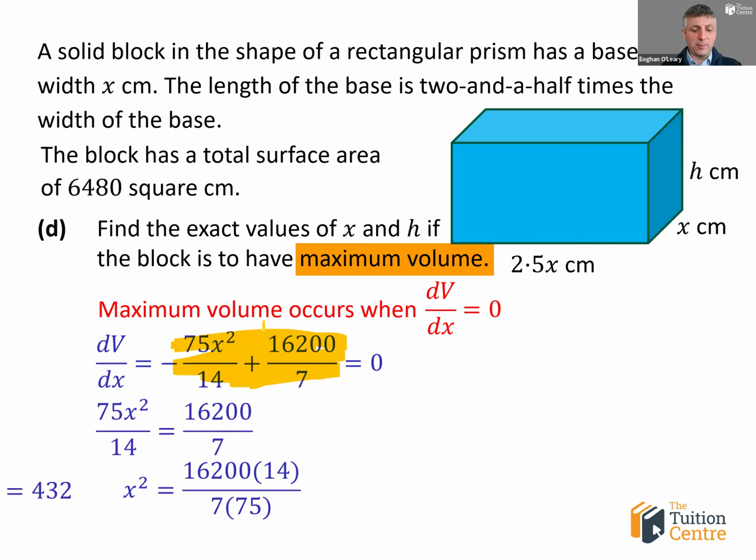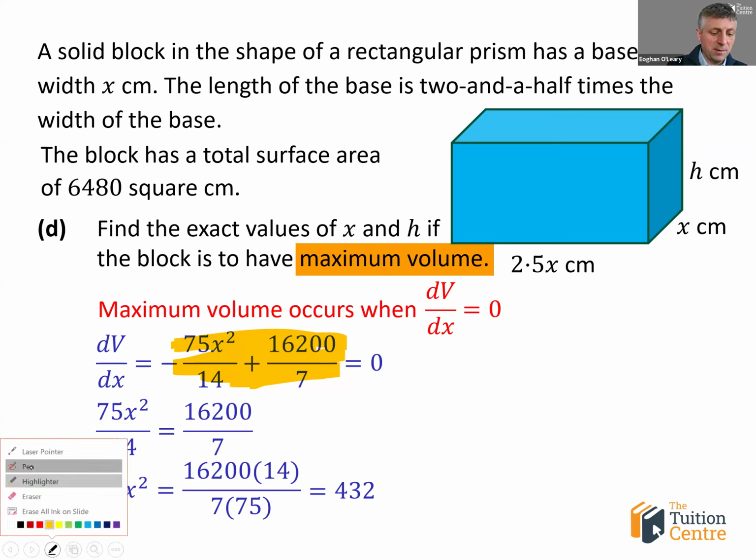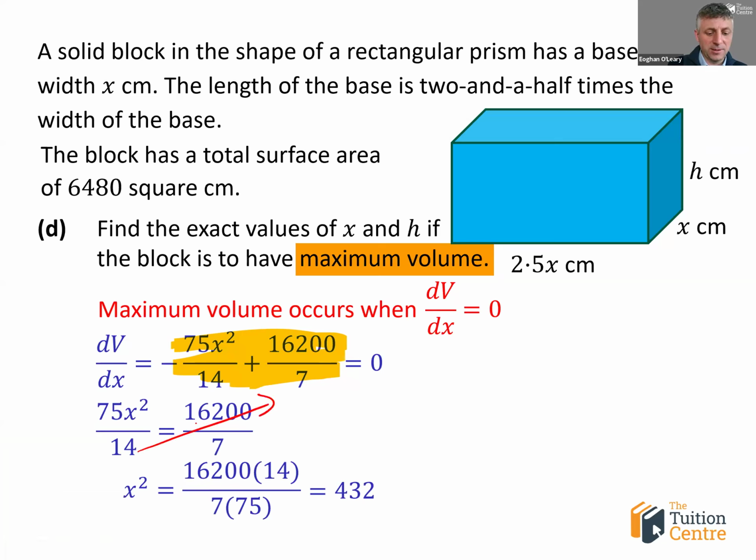So we're going to multiply across by 14, divide across by 75, and we're going to get x squared is equal to 432. Okay, so just to be clear what's happening there, it's like a cross multiplication, cross division kind of idea. We're isolating the x squared anyway, and we're going to get the square root of x, which is 12 root 3 centimeters. So x is equal to 12 root 3 centimeters, okay? And that is the exact value.